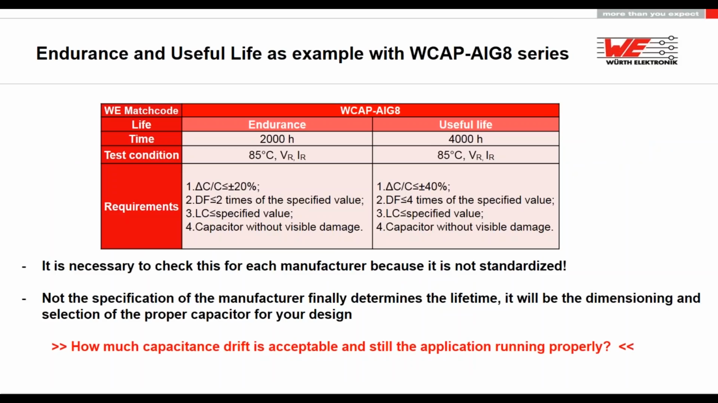which we state to you. And for the endurance, for example, it would be 2000 hours. In this case, it's an 85-degree type. The endurance test condition would be with max temperature, max rated voltage, max rated current. And the requirement for this endurance of 2000 hours would be a maximum capacitance change of plus minus 20%, but normally it's in the direction of minus, which we have to consider. And please keep in mind, if we talk about endurance, useful life, and load life, we are not talking about a 100% defect.